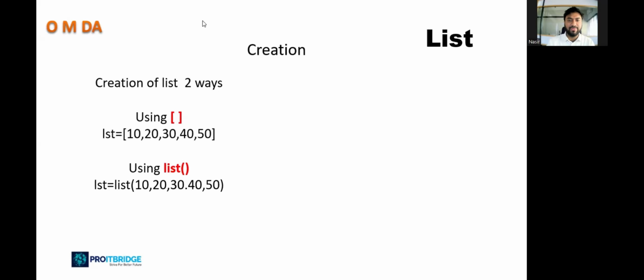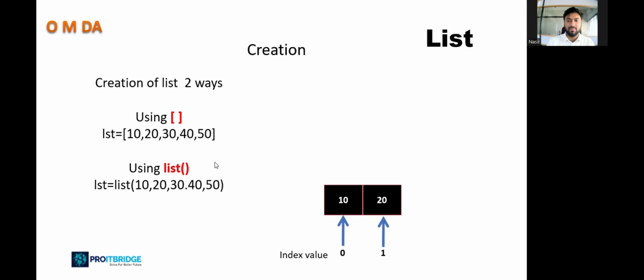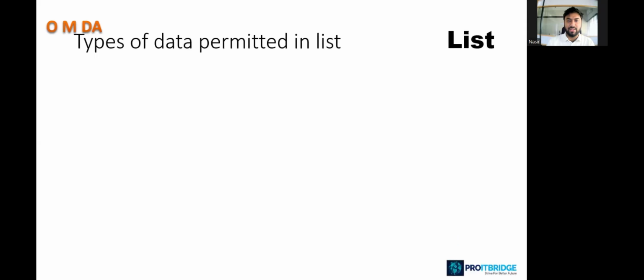Now, first thing we will be looking into is creation. How do we create a list? We can create a list with the help of square brackets, or we can also make use of the inbuilt function, that is the list function. Okay, so there are two ways to create a list. We can make use of square brackets, or we can also make use of the list function. All right, it is storing in this way.